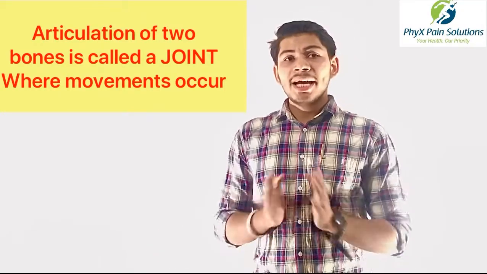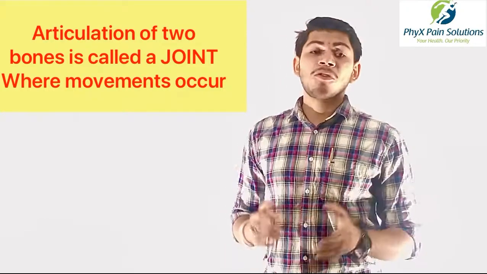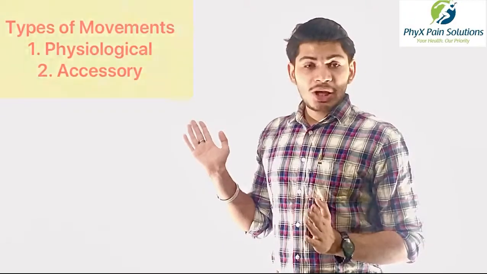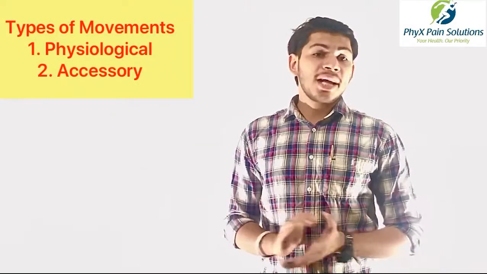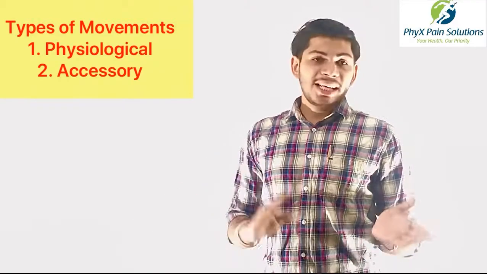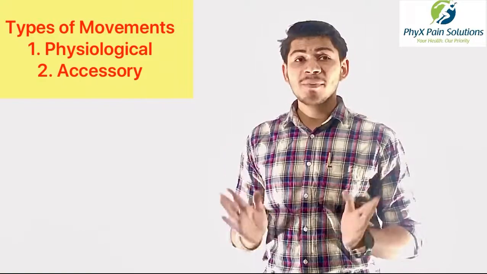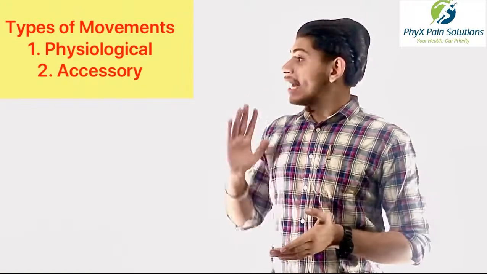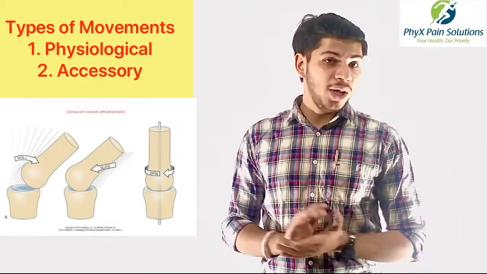So basically there are two types of movement which help a joint to perform a movement in a particular direction or by our own will: physiological movements and accessory movements. Physiological movements are the ones like flexion and extension, which you can perform by your own will. But there are some accessory movements known as glide, slide, and roll, which you can't perform by your own will.